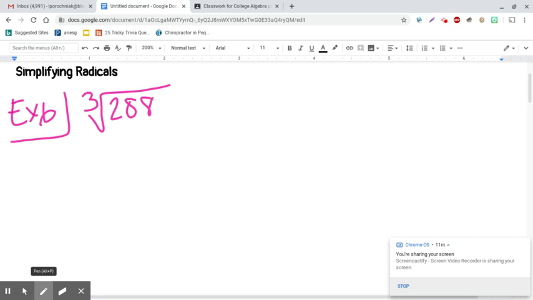Okay, so we're going to take 288 and we're going to do the same exact thing. We are just going to keep doing the prime factorization. So right off the bat, it's even, so I use 2. 288 divided by 2 is 144, which is also even, so I'm going to divide that by 2. 144 divided by 2 gives us 72.